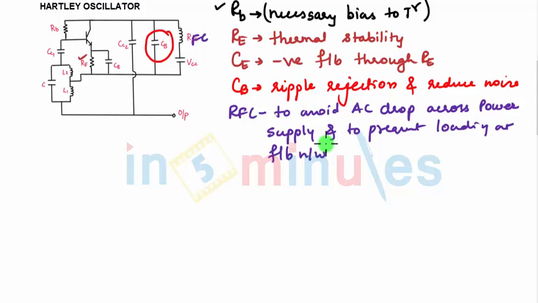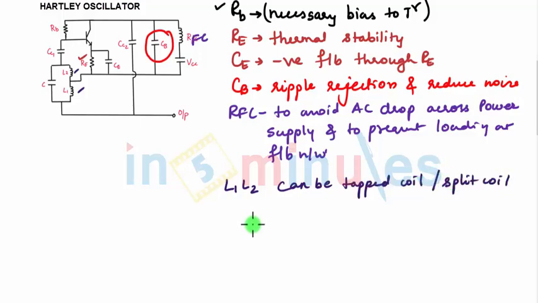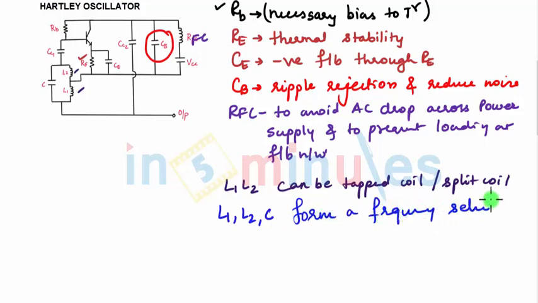Then you have L1 and L2, these inductors. Why are we using L1 and L2? These can be a tapped coil or split coil. Similarly, you have the L1, L2 and C network, which forms a frequency selective network. As we have seen in the first slide, that is the frequency selective network and feedback network.